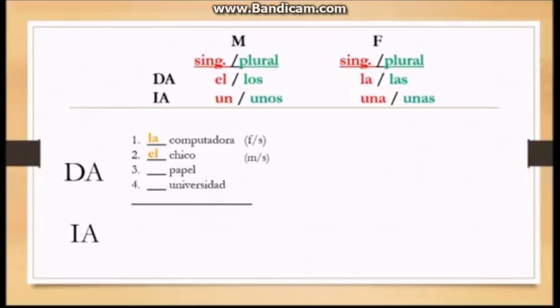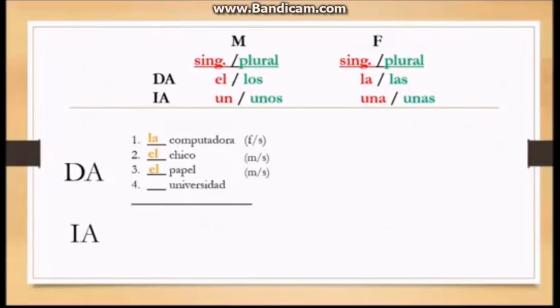Number 3, papel ends in el. Going back to the vocabulary, we know that papel is definitely singular because it does not end in S, and it's masculine as well because of the vocabulary. A definite article that's singular and masculine is el papel.